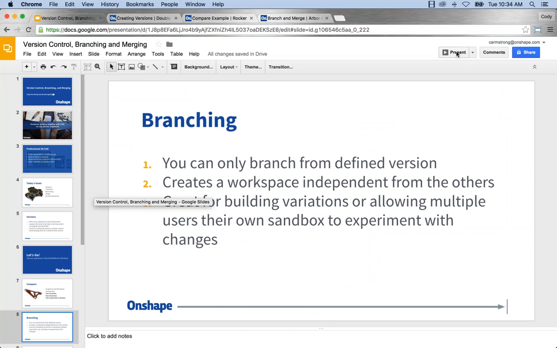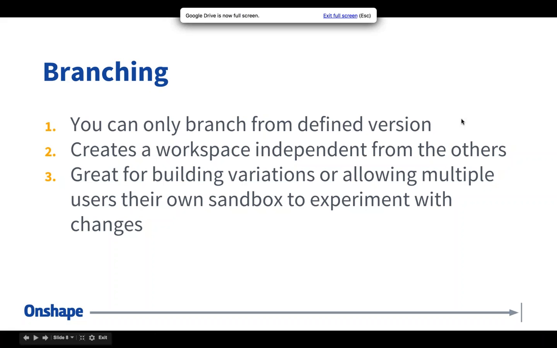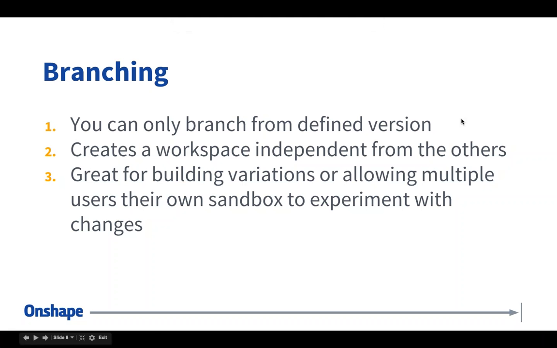Just to recap real quickly, branches. You can only branch from a defined version. So again, just like I mentioned before, the first step is creating a version. It creates an independent workspace from all the others, so you can make any changes you'd like, and it doesn't impact anything else. You can even go as far as importing tabs, deleting tabs, and all of that. It only impacts that branch. So again, great for building variations or collaborating and giving each user their own sandbox, so to speak, to experiment.